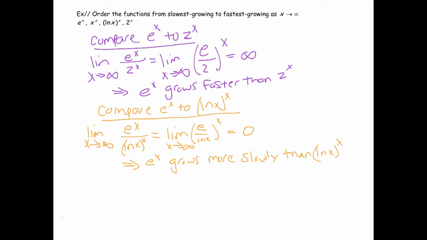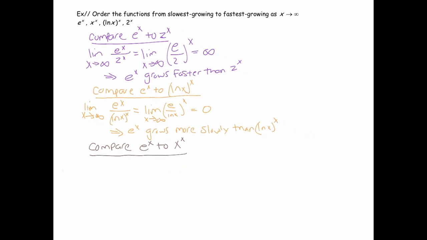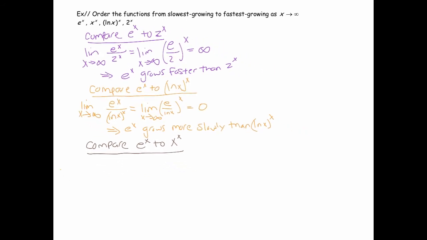Now let's compare e to the x to x to the x, and I would be willing to bet that since this looks almost like the other one, except that we have an x instead of ln of x, that x to the x grows much faster. So again, this goes to 0 because e over x as x goes to infinity approaches 0.